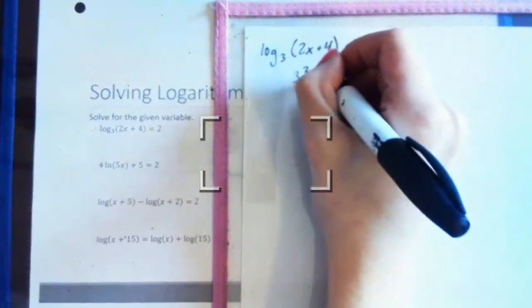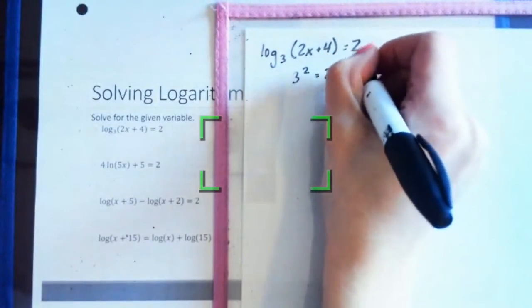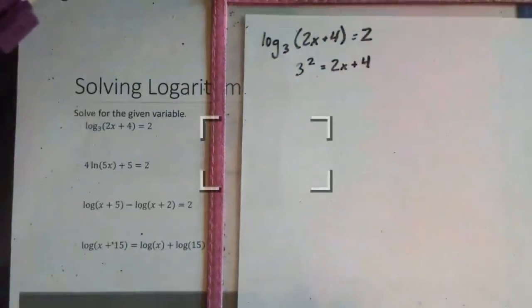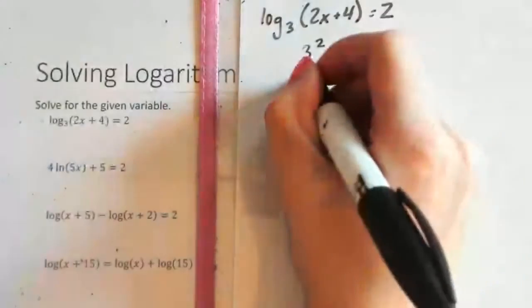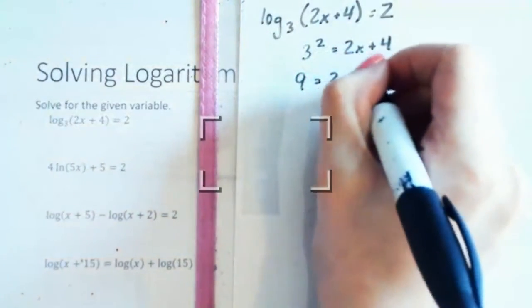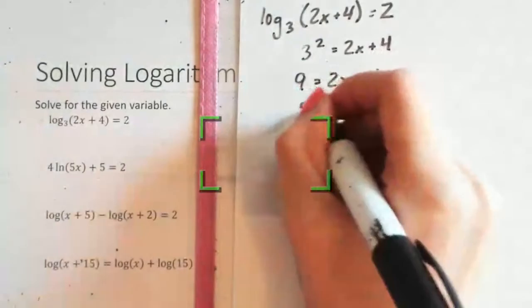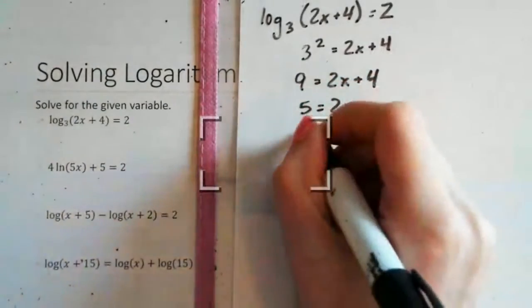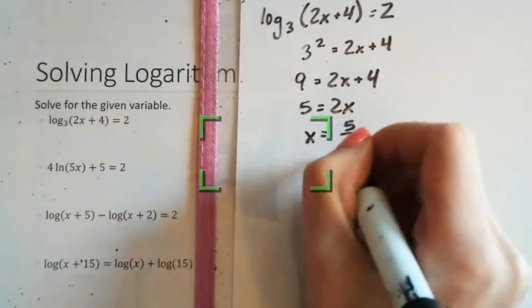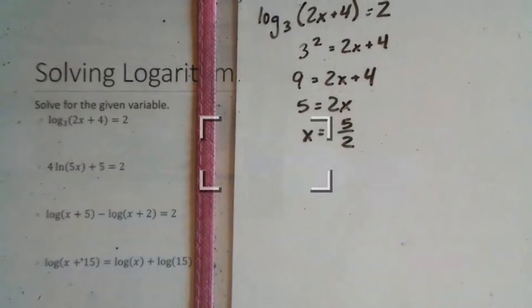That'll give us 3 squared is equal to 2x plus 4. But 3 squared is 9. So we have 9 is equal to 2x plus 4. If I subtract the 4, then 5 is equal to 2x. Dividing by 2, x is equal to 5 halves. And that's our first answer.